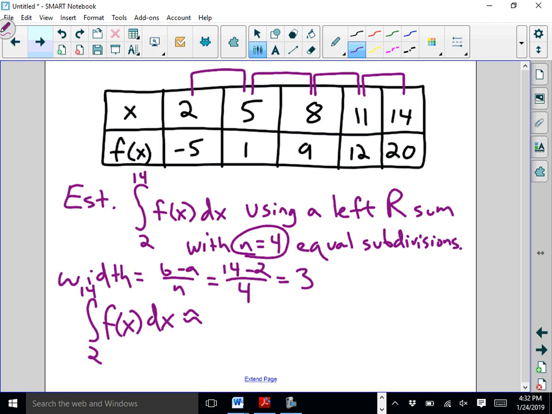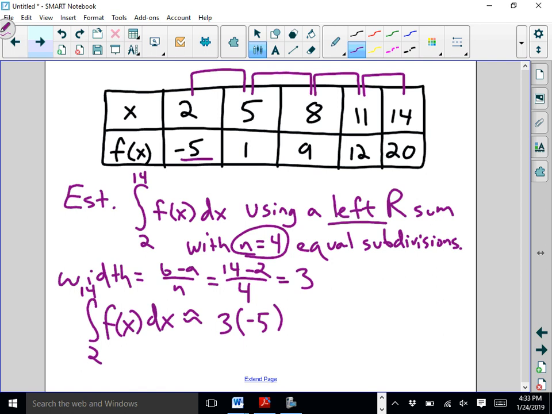But again, since I'm doing a left Riemann sum, for this first subdivision, I want to use the height that is on the left. So I'm going to say 3 times negative 5. By the way, it's totally okay that that's a negative number. We just get a negative answer for that particular one, which is okay because for integrals, that just means it's below the graph. So that's the first one. But I've got to add up the 3 other rectangles as well.